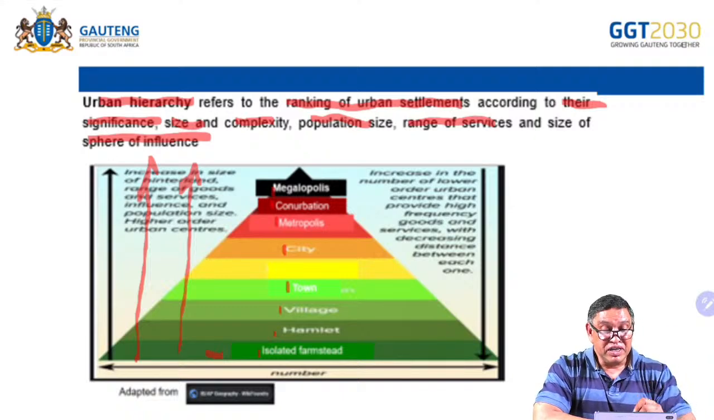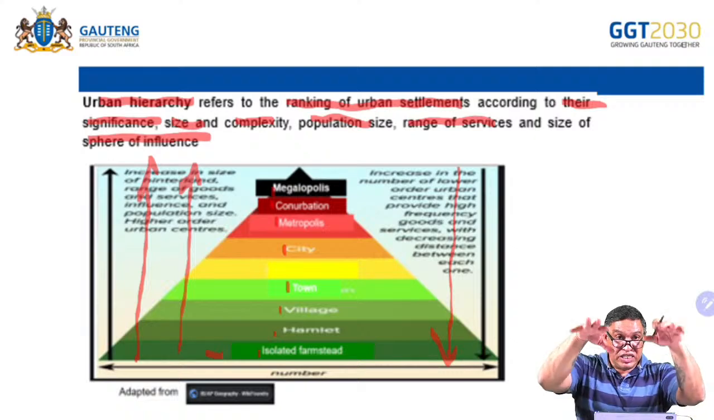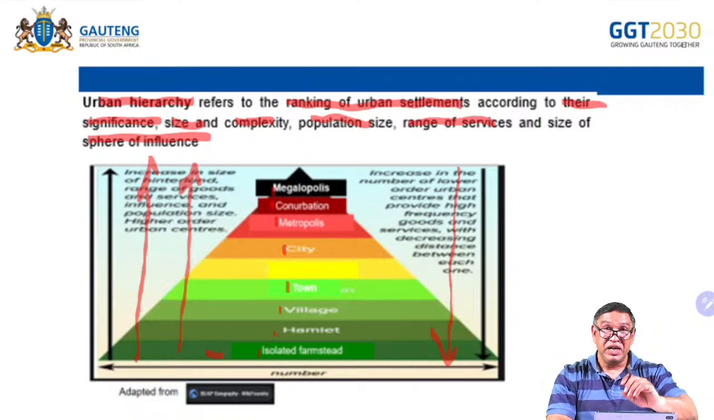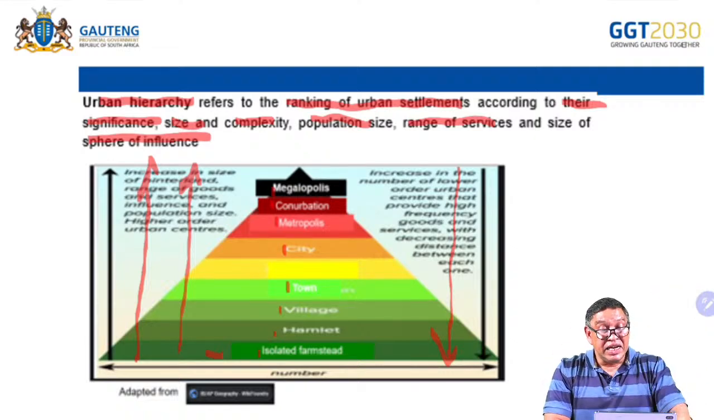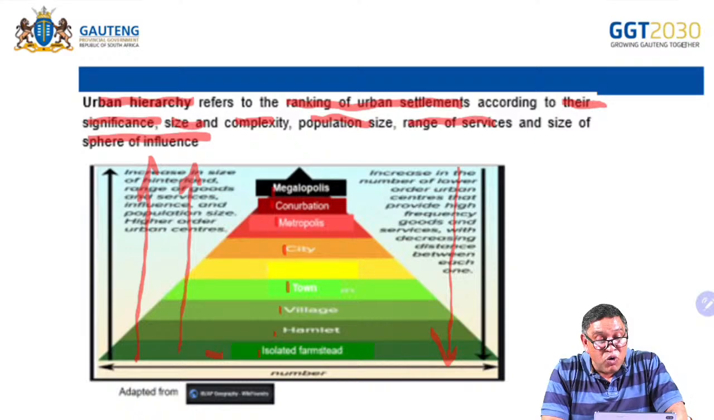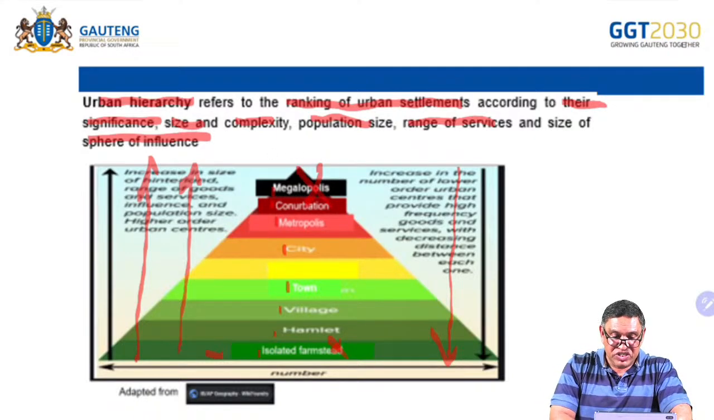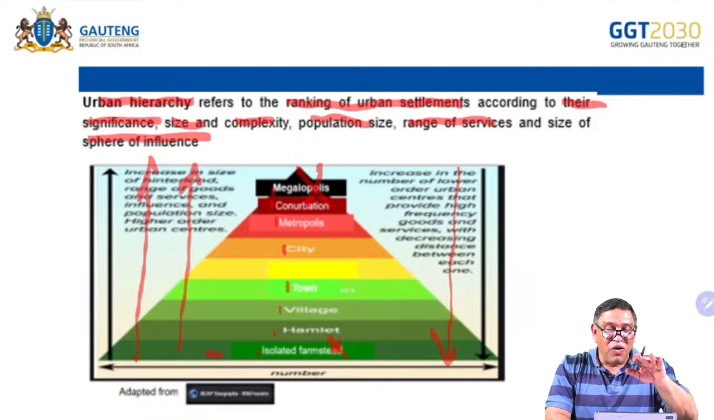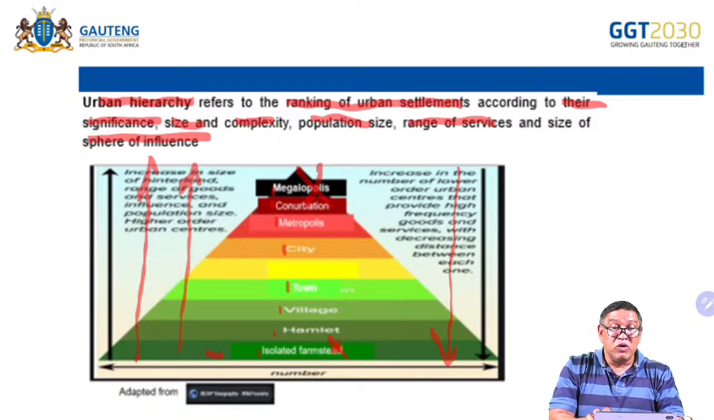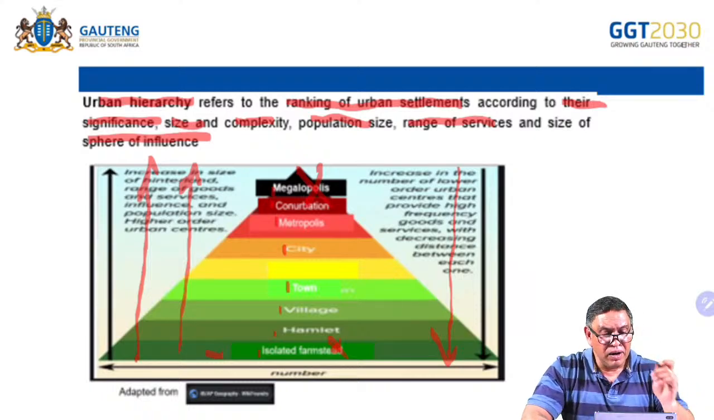All right, but if we look this way, the order of goods decrease. You don't get that many higher order goods. The number increases. There's more farmsteads than there are conurbations. All right, and of course there are more. So we will have lower order goods, not so many higher order goods. So that in a nutshell is your urban hierarchy. All right.